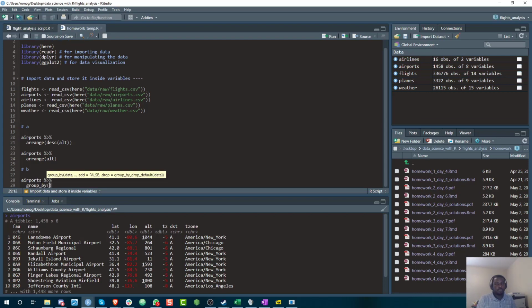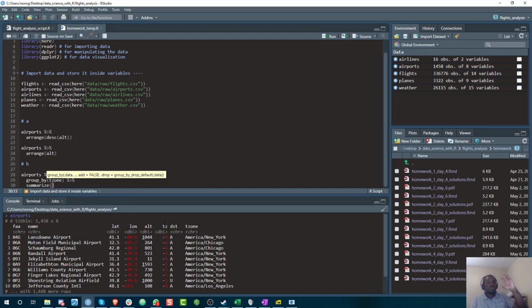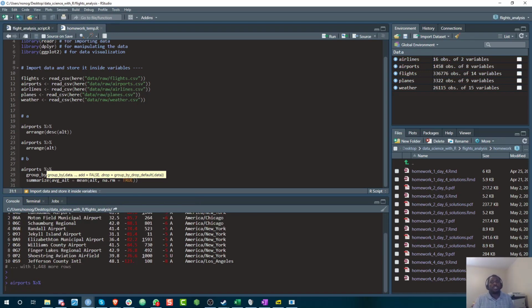group by time zone, so T zone like this, and then summarize, right? Because we are grouping by time zone, the summary is going to be for each time zone grouped together. So all the altitudes for each time zone are going to be put together, and then you can do whatever you want on it. Let me call this AVG alt for average altitude, and this is going to be the mean of altitude, and of course if there's any NA, it's not going to take it into account.